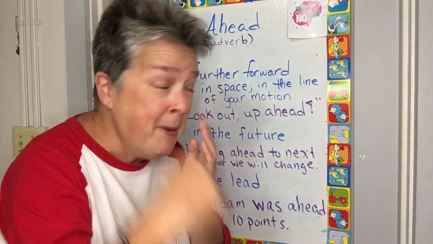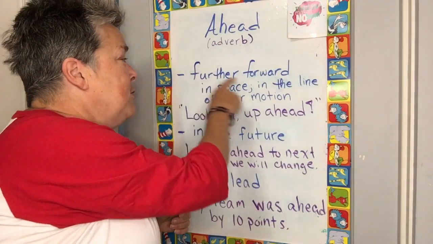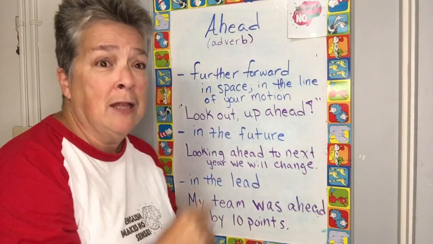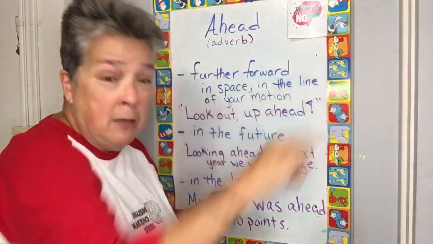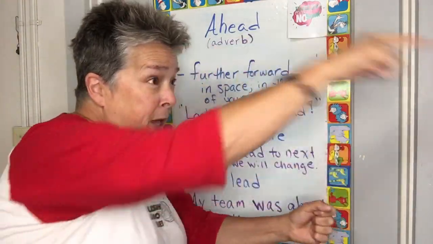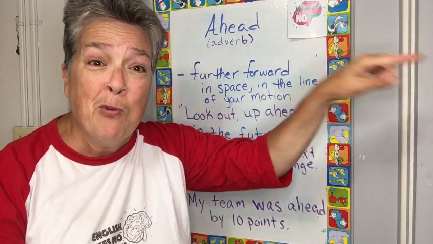What? Yeah, come on. Ahead, further forward in space, in the line of your motion. For example, look out, up ahead. You're driving. Oh, what is that? Up ahead. It's over there in your forward motion.